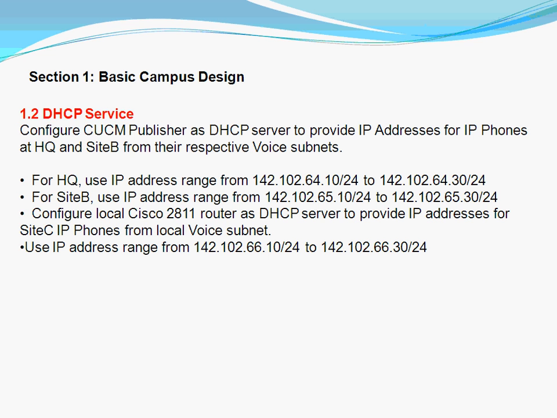Section 1, basic campus design, task number 1.2, DHCP service. Configure the CUCM publisher as a DHCP server. For HQ, the IP range is from 64.10 to 64.30. For Site B, 65.10 to 65.30. For Site C, we have to use the local gateway as a DHCP server, with IP range 66.10 to 66.30.